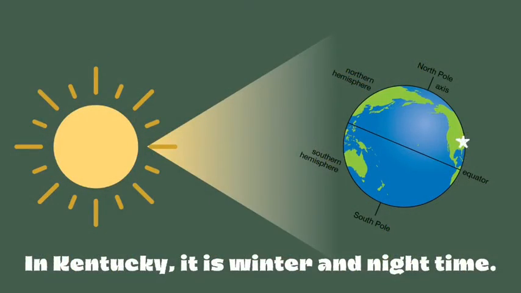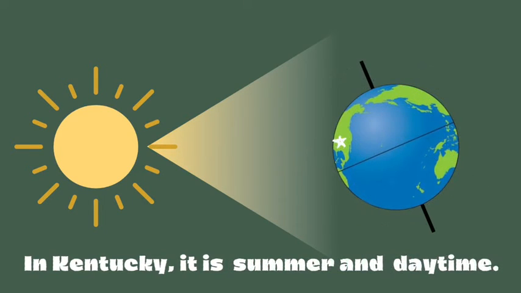Here we can see that shaking star is Kentucky. Our hemisphere is tilted away from the sun, meaning that it's wintertime, and we're on the other side of the earth from the sun, which means it's nighttime because the sun is not reaching us at that moment. In this image, Kentucky is now in the hemisphere that is tilted towards the sun, making it hotter and therefore it's summertime. We're also facing directly towards the sun, meaning that it's daytime.